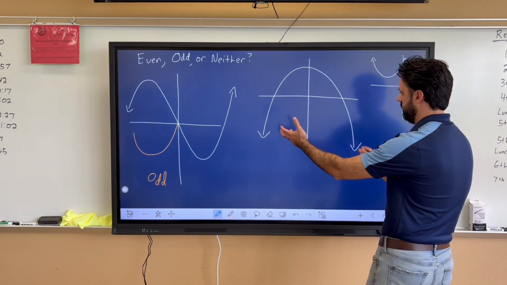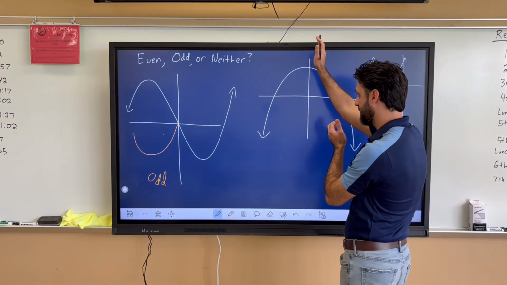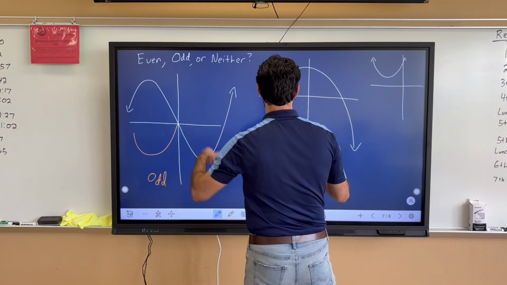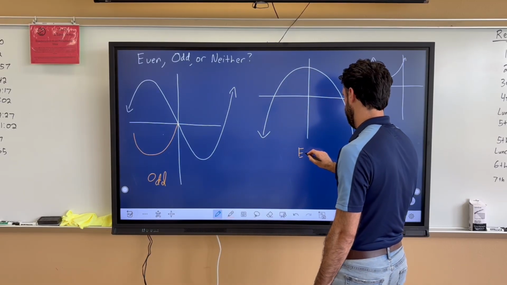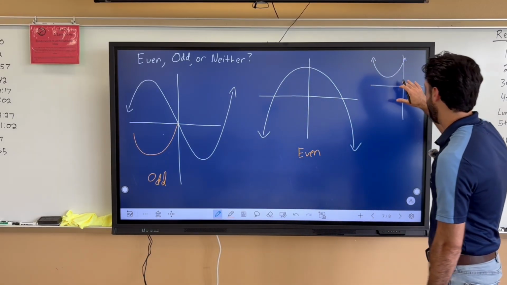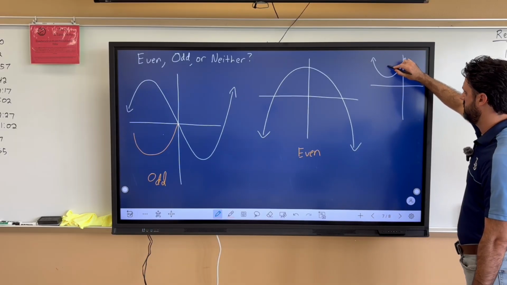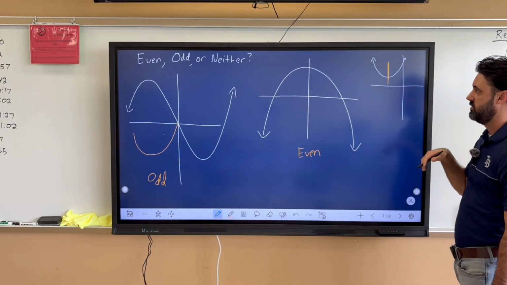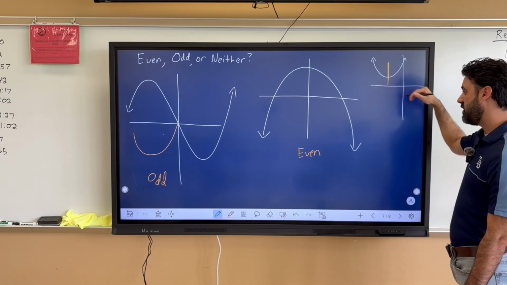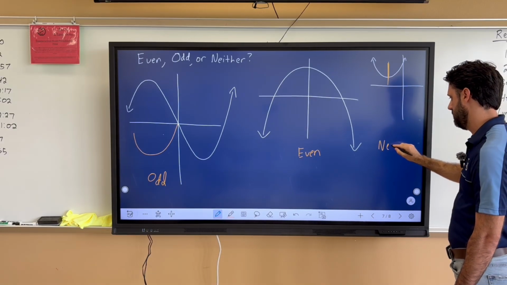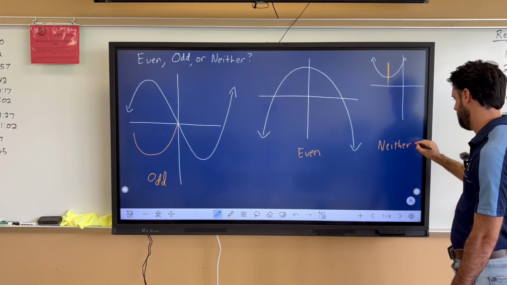Next, this is not perfectly drawn, but it looks symmetric about the y-axis, so that's always going to be an even function when that happens. And then lastly, there is symmetry on this graph right here. There's symmetry, but it's not about the y-axis or about the origin, so it's neither, even though it does have symmetry.